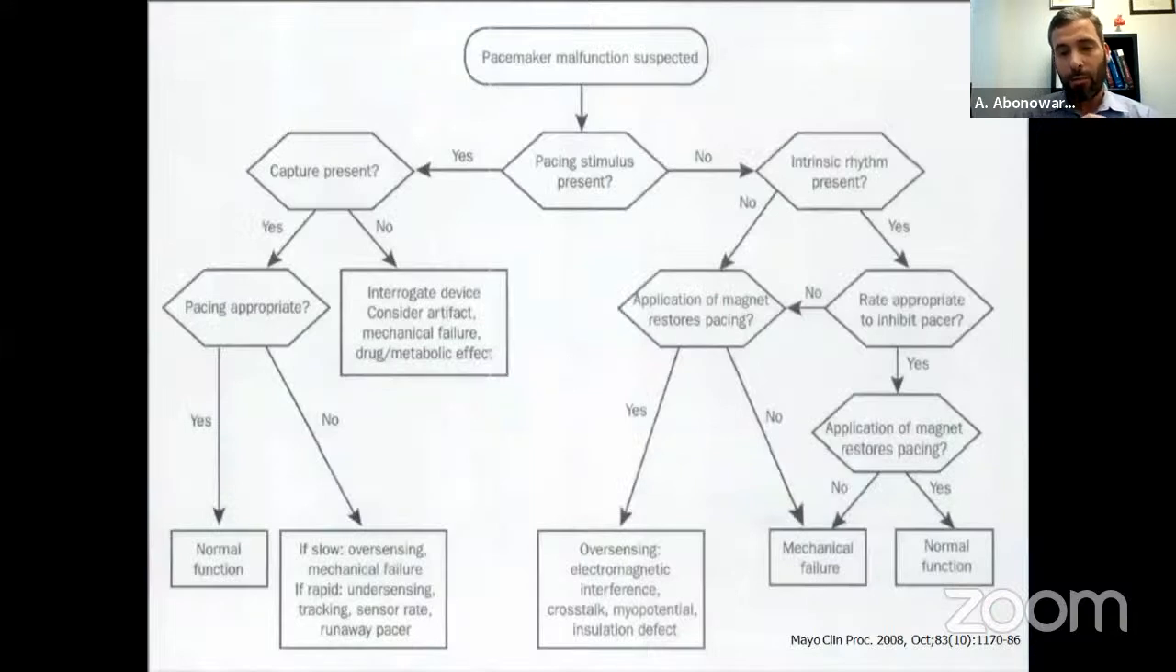This is an article from Mayo Clinic to summarize what I have said about when you see a pacemaker with malfunction or suspected malfunction. To see, number one, is there a pacing stimulus? What pacing stimulus is the pacing spike? Is there a pacing spike or not? If yes, then is it capturing or not? If it's capturing and pacing properly, that's normal, that's it, you don't need anything else. But if it's not capturing well, then you may need to interrogate the device, consider malfunction or consider an artifact, but you need to do something.